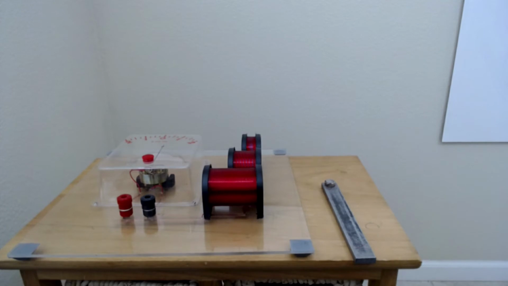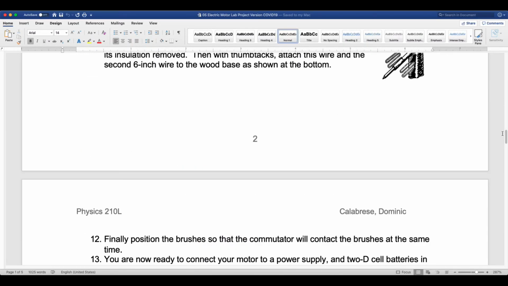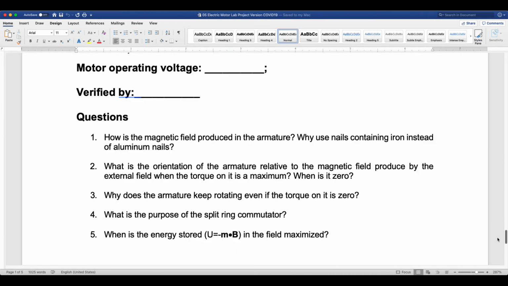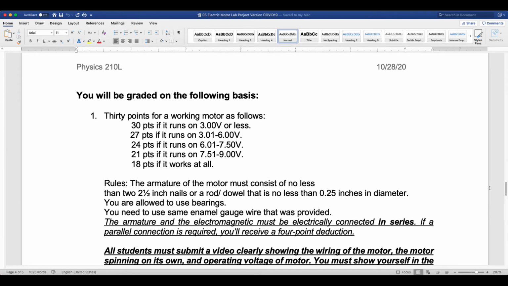So let me go back to the document. Let me go to the last page of the document. Actually, the second last page. So you're going to be graded on the following. If your motor runs on the 2 batteries we gave you or less, you get 30 out of 30 points.